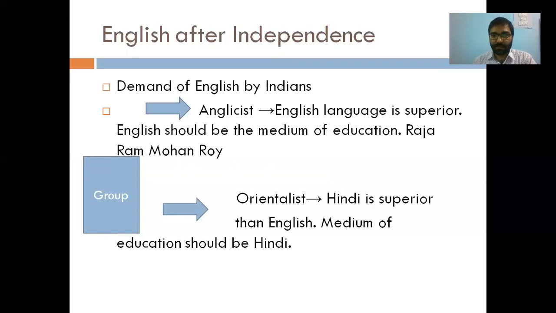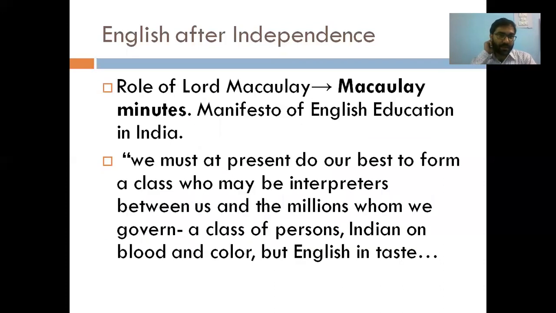So that is important. Now, the role of Lord Macaulay in English becoming a prominent or official language. The Macaulay Minutes are very important. They are also called the Manifesto of English Education in India, where he made the minutes regarding English as official language. It's very important what he writes in the Macaulay Minutes.